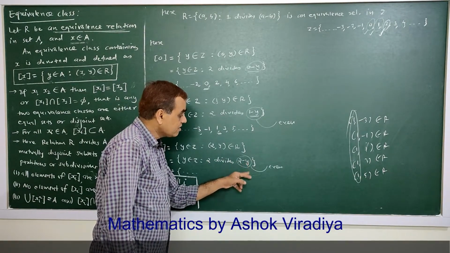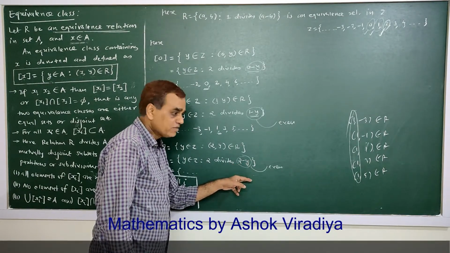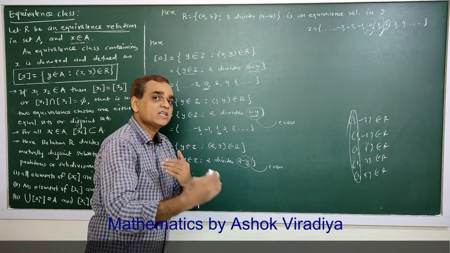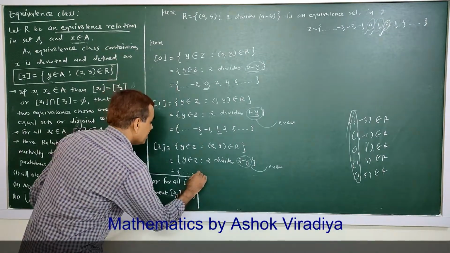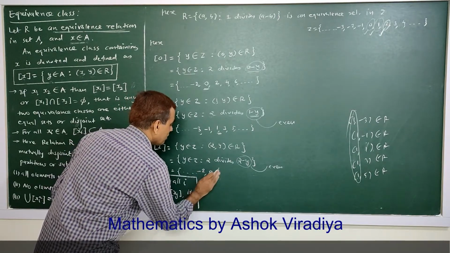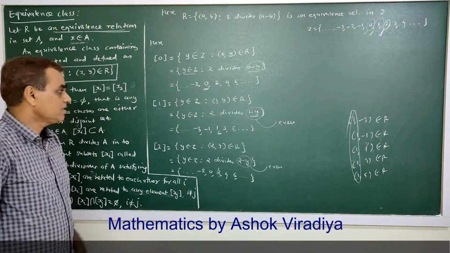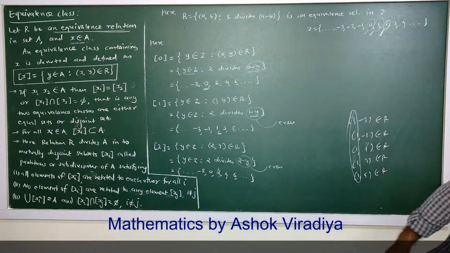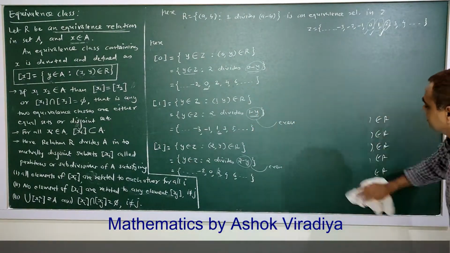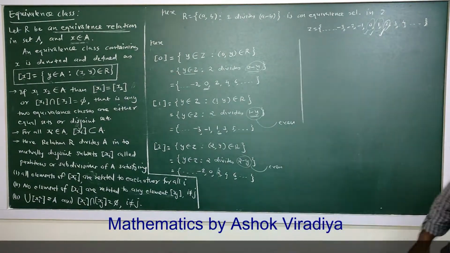Then if you take 9, it is not allowed. If you take 10, it is allowed. If you take 11, not allowed. If you take 12, it is allowed. So to make this even, we can take y as an even number. So here we keep all even numbers, that is minus 2, 0, 2, 4, 6 and so on. This is the equivalence class containing 2. So you can see that 2 is here, the equivalence class containing 2. So discussion for 2 is done.